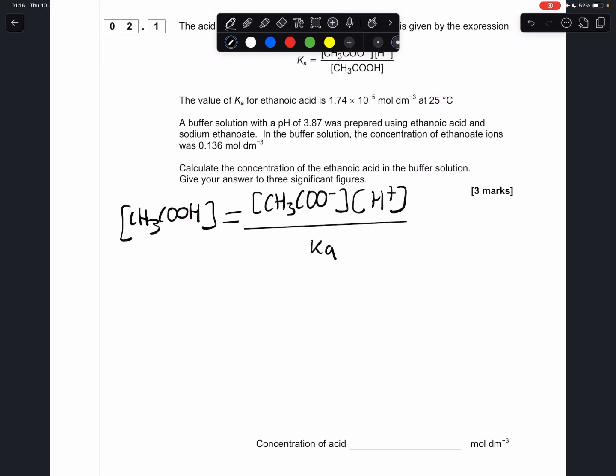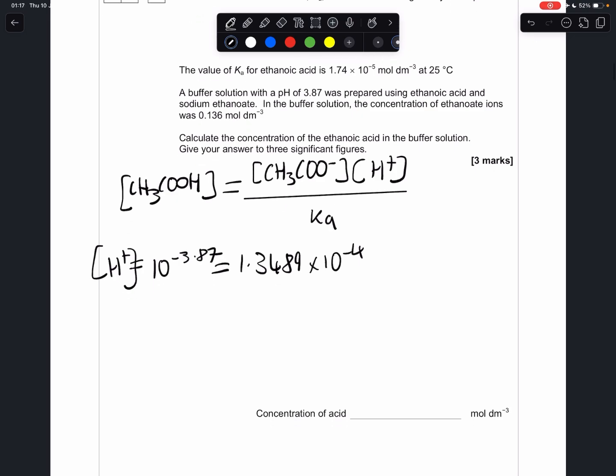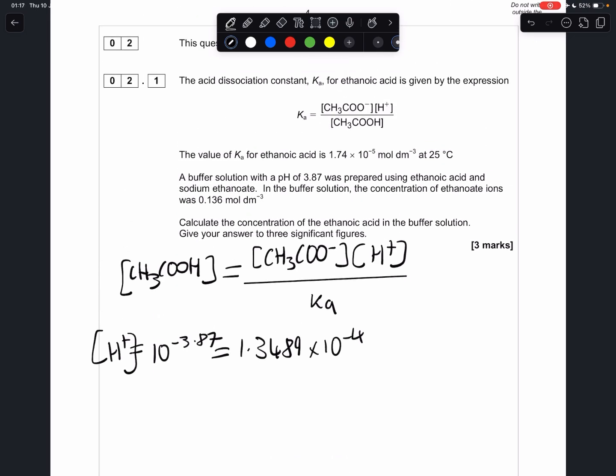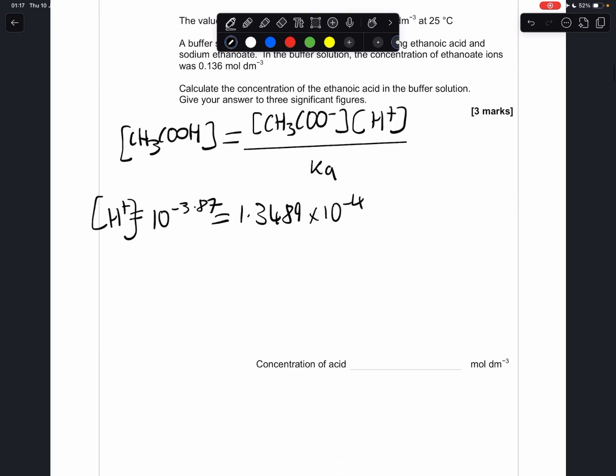So we've been given the pH of 3.87, and therefore we can find the H+. So if we do H+ equals 10 to the negative 3.87, we'll get our answer, which is 1.3489 times 10 to the negative 4. So that's our concentration of H+. And then what else does the question give us? It's got our concentration of ethanoate ions, which is that, and we are given the Ka. So let's just put it into the equation.